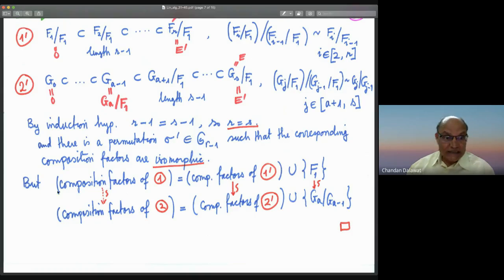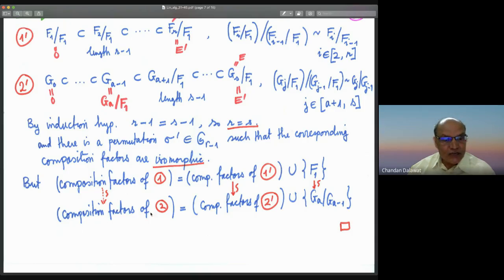Now, what are the successive quotients, or as they are called, composition factors? What are the composition factors of the series 1? They are the composition factors of the series 1 prime and F1, because F1 is the only one which gets omitted when you construct F1 prime from 1.